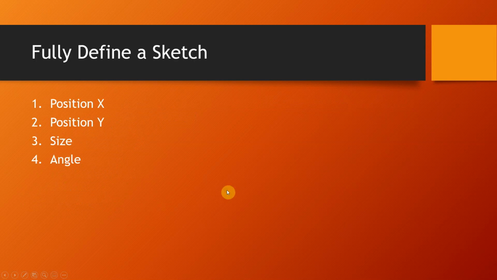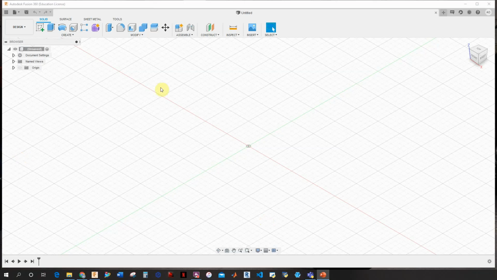Okay. Now, the things to keep in mind is we're still going to create a fully defined sketch. The sketch itself should be fairly simple. So just remember the things we need to do to fully define a sketch, right? So position X, position Y, size, and angle. And let's get started on Fusion.